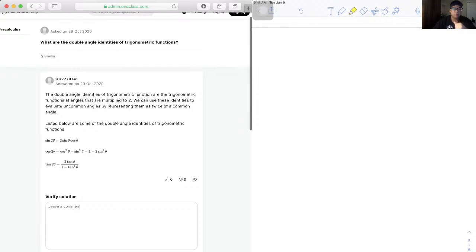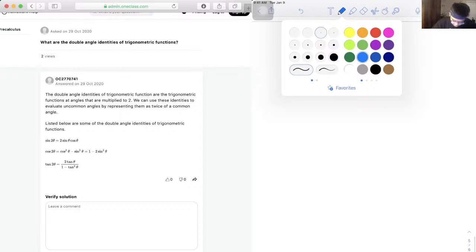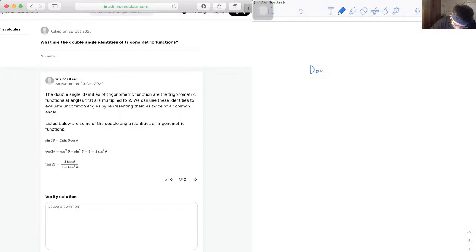And next we have: what are the double angle identities of trig functions? Okay, so double angle identities of trig functions. Okay, so first let's write down those properties.